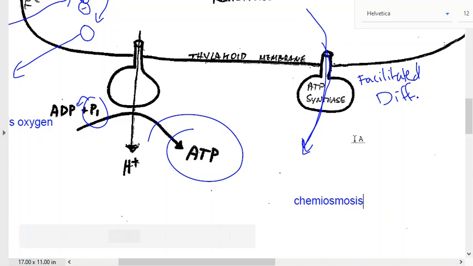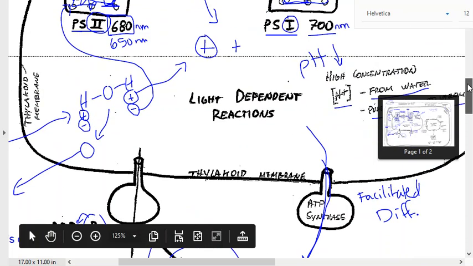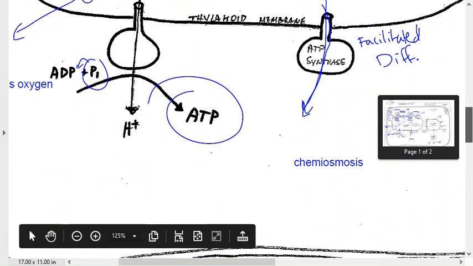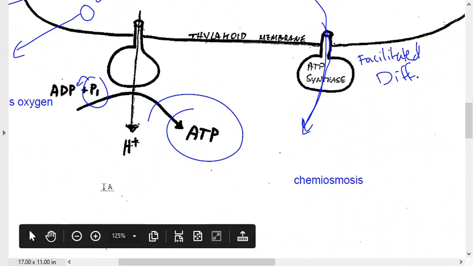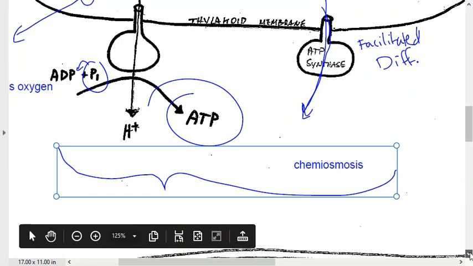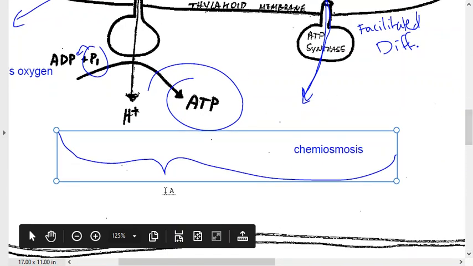Chemiosmosis, combined with oxidative phosphorylation, the pumping of protons into this thylakoid space, so the combination of those two things is going to get you photophosphorylation. I'm going to type this word out. I know it's a long word.